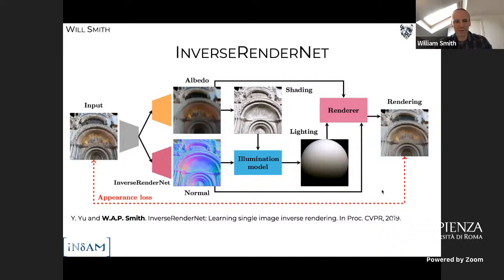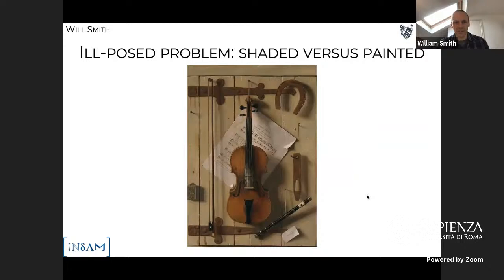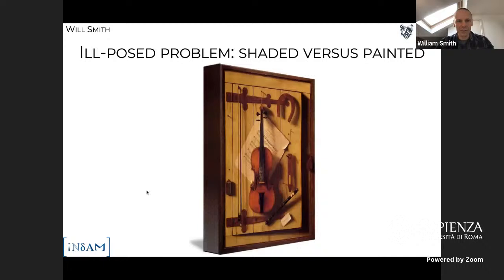Now, of course, this won't work because this problem is highly ambiguous. So you can see, for example, one trivial solution would be to just copy the input image into the albedo map, make the normal map planar, and you would exactly recreate the input image. So this problem's highly ambiguous. For example, one interpretation of this image would be that there is a 3D violin hanging on the wall. But actually, the true interpretation is that it's a planar shape with that texture painted onto it.